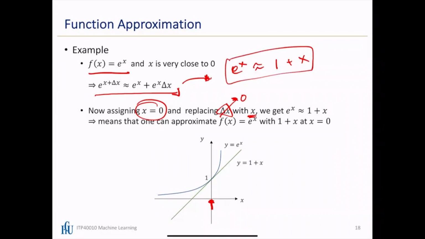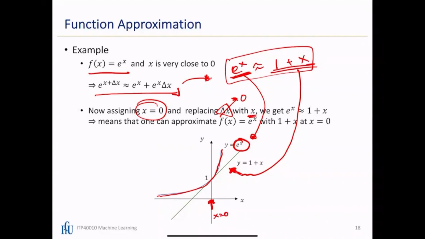If you do so, this is going to be e to the x, 1, x. This means you have the original function, e to the x, coming from here, and you have the approximated function that is simply 1 plus x. That's over here, the green line. Obviously, if you look at the global shape of these two functions, they are different. But what we want to focus on is the value at this specific point.